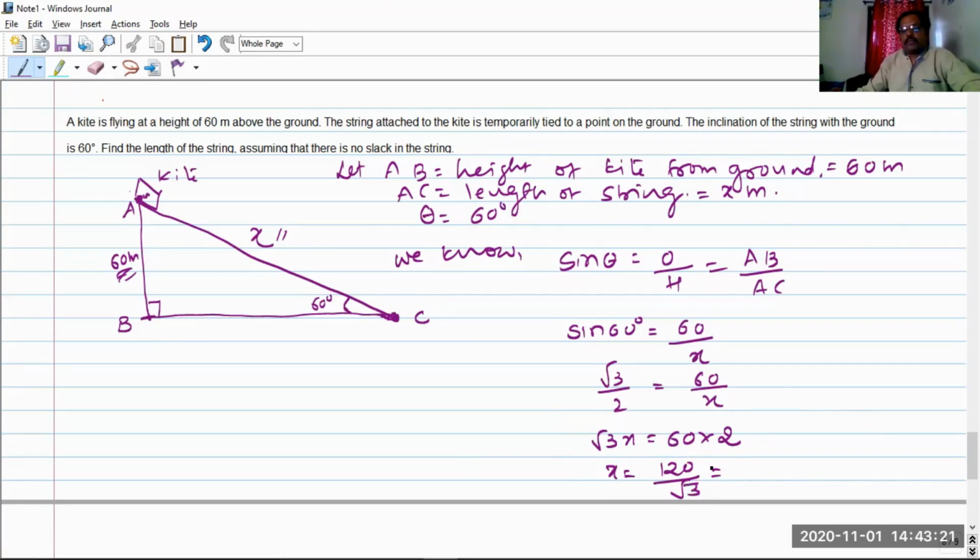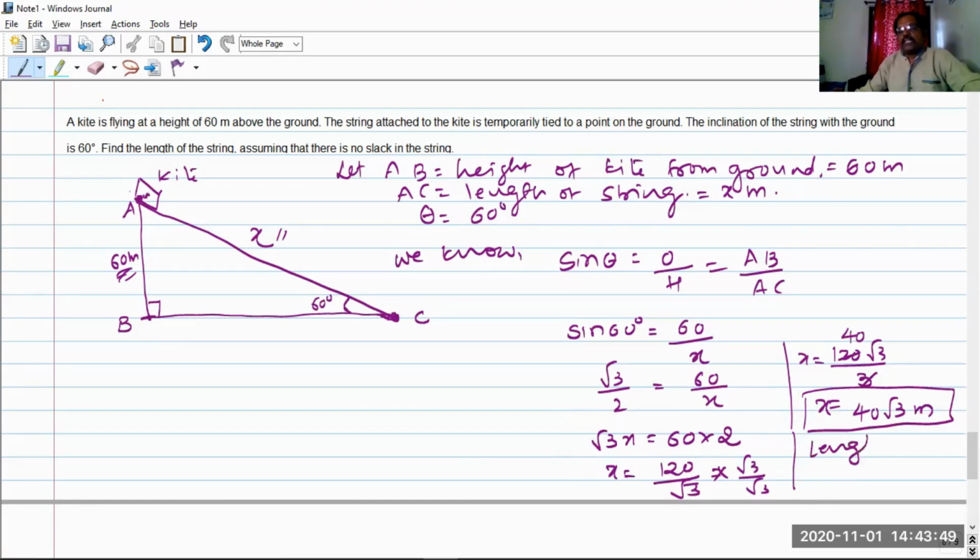Again we have root 3 in the denominator. We can multiply and divide by root 3 here, so that x equals 120 root 3 divided by root 3 into root 3, which is 3. If we simplify it, 3 forties are 120, so this becomes 40 root 3 meters. But what is x? x is nothing but the length of the string. So we can write the answer: the length of the string is equal to 40 root 3 meters. That is the required answer.